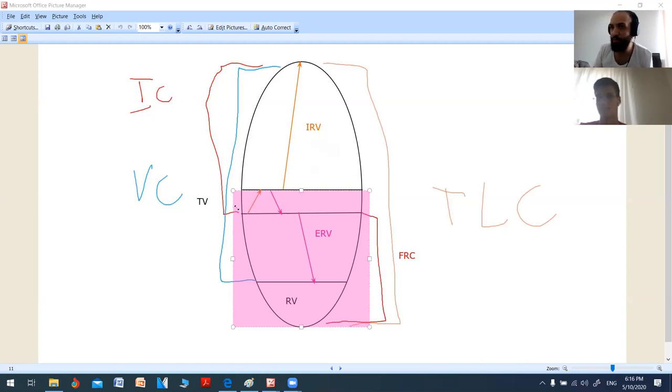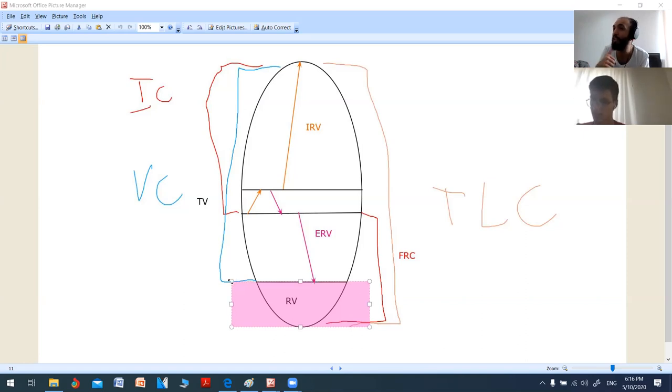Now, I go back to here. Now, I breathe in, out, in, and out. Now, can I take out more air? Yes. Can I take everything out or not everything? Not everything. The air that I can take out through forced expiration is called what? Expiratory reserve volume, ERV.